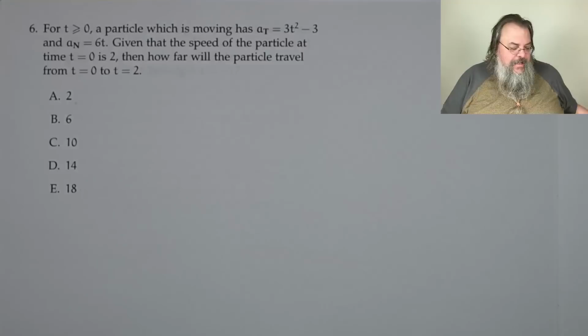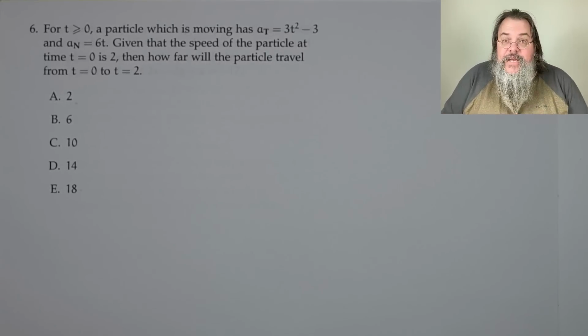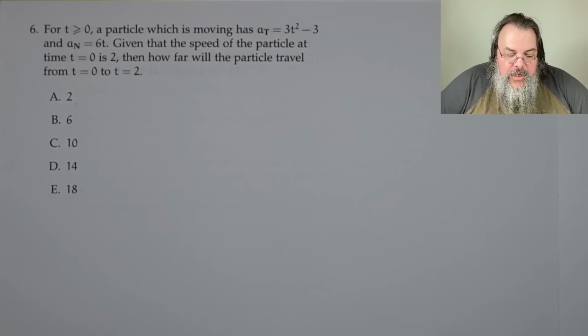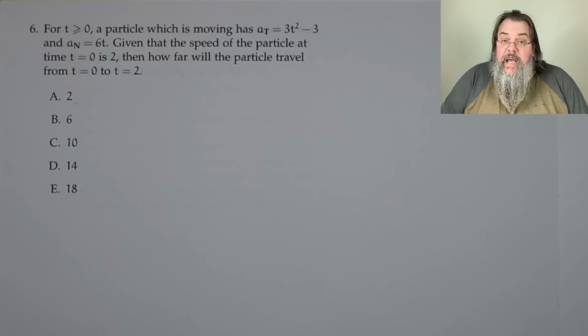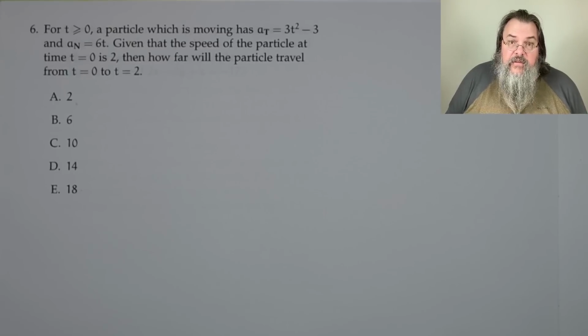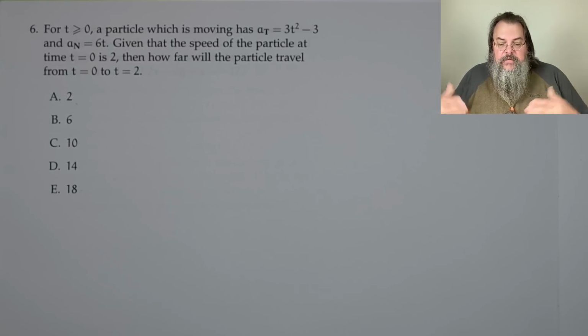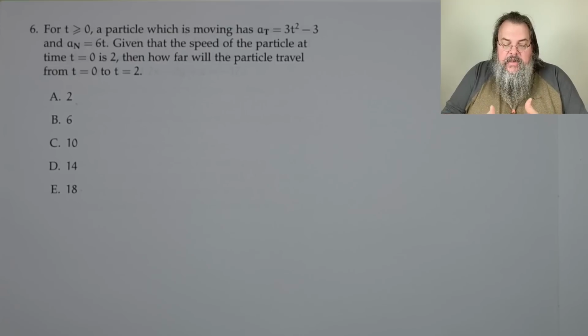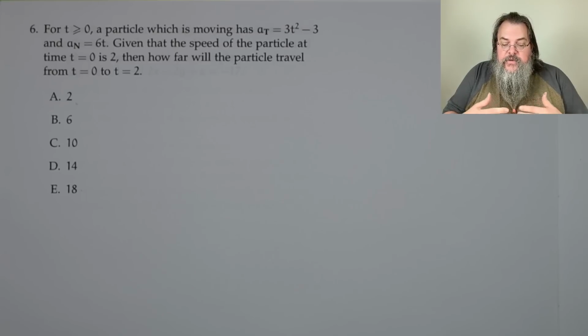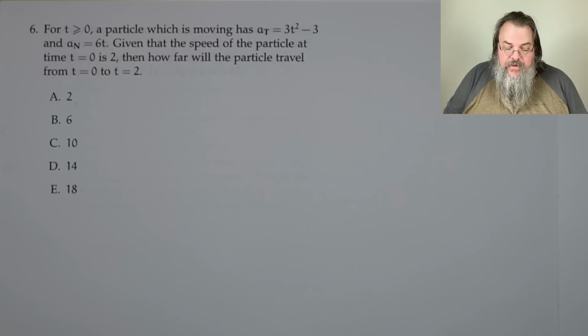All right, on to number 6. We're halfway done. We finished 5 problems. For t greater than or equal to 0, a particle which is moving has a sub t equals 3t squared minus 3, and a sub n equals 6t. Given that the speed of the particle at time t equals 0 is 2, how far will the particle travel from t equals 0 to t equals 2?